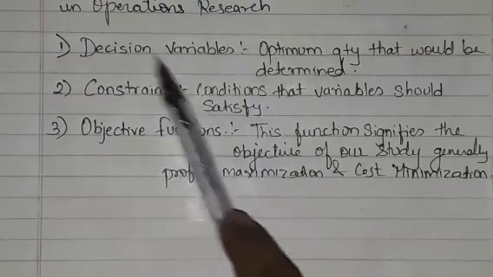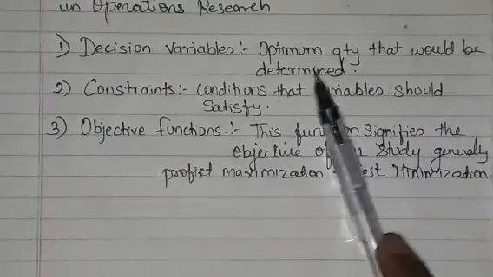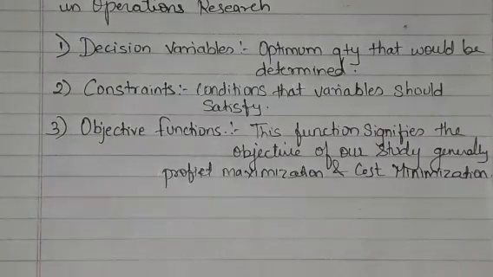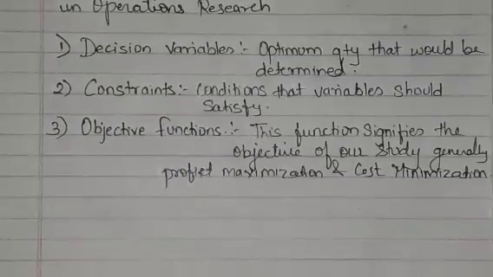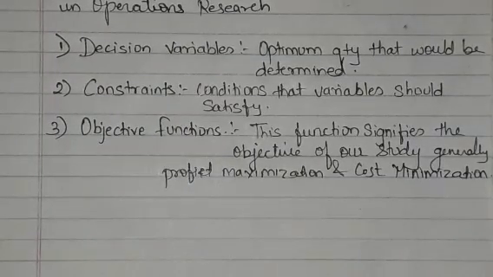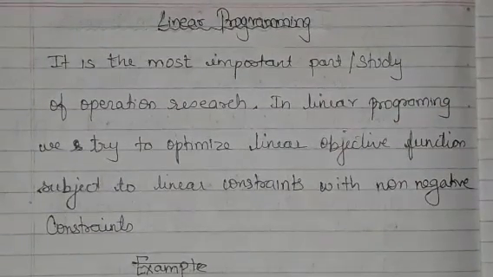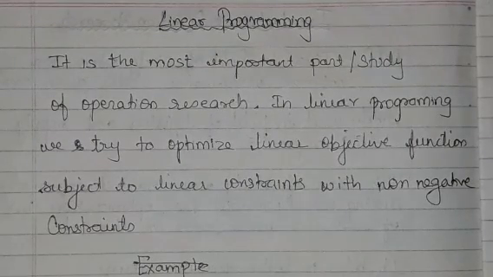A decision variable would be optimum quantity that would be determined, or that would be calculated during the operation research problem. Constraints are the conditions that variable should satisfy, or in simpler word, it is the constraint to any given problem. In case of manufacturing, it is the limited amount of resources that are available with us. So I know this is pretty difficult to understand right now, but I'm sure that with each lecture or with time you will find it more easy, right?